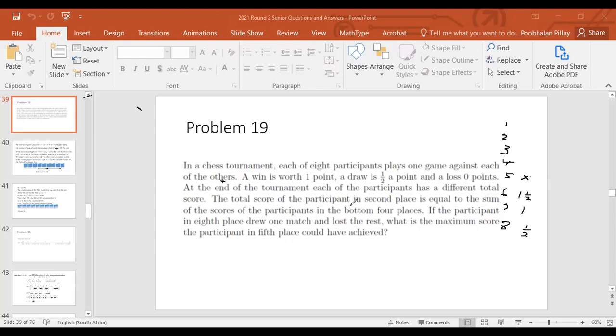Okay, it is also given that the score of the participant in the second place is equal to the sum of the scores in the bottom 4 places. So when you add the scores in the bottom 4 places, 1.5 plus half is 2, plus 1 is 3. So you get x plus 3. Right? And the person in the second place has got his or her score as x plus 3.